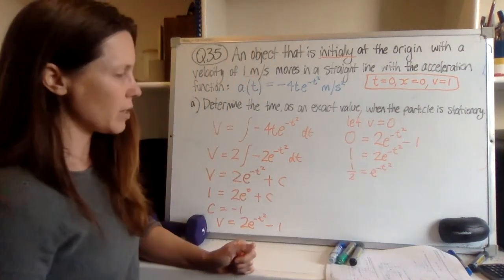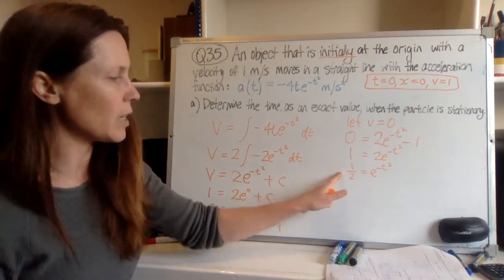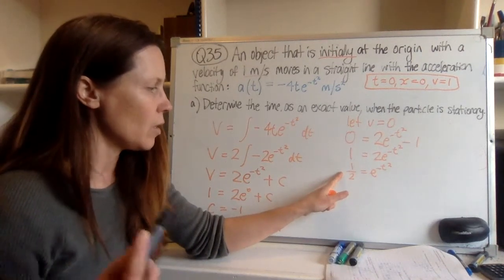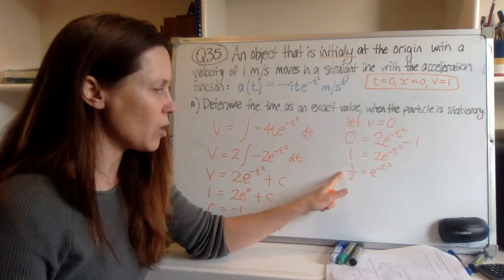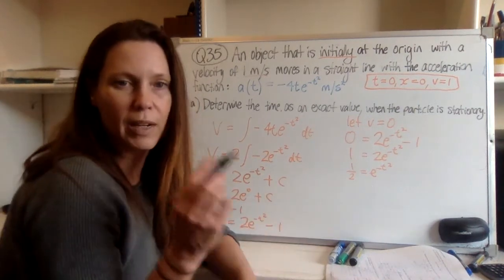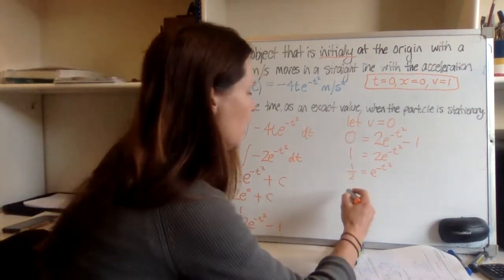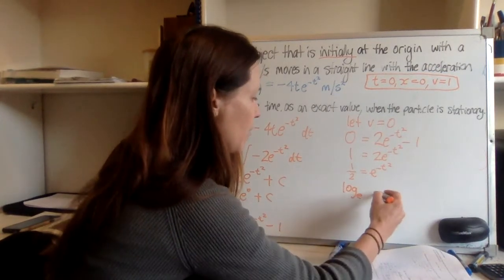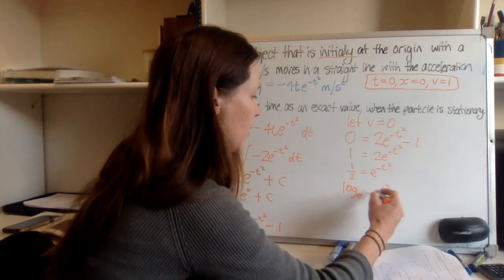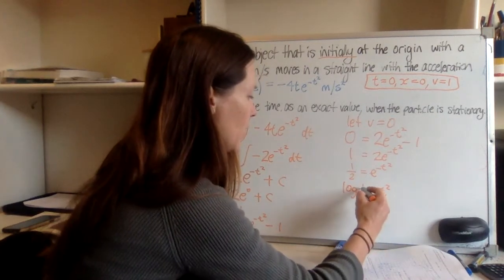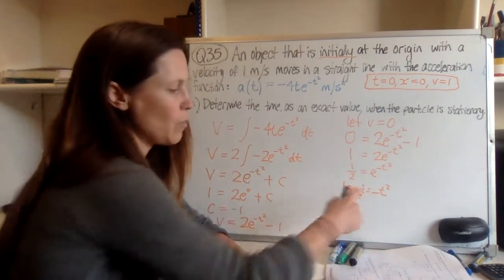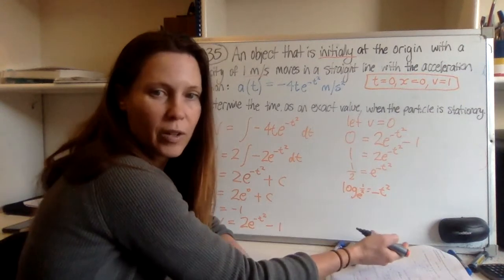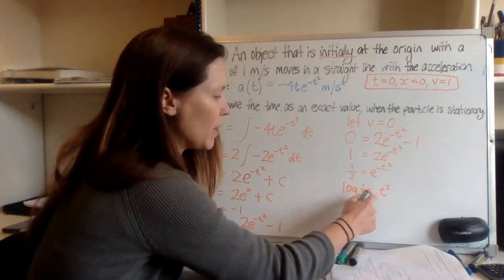Now, this is why this is quite a tricky question. When you get to here, a lot of people get stuck. And the reason you might get stuck is because if you rewrite this right now as a log, then you're likely to go, all right, I've got e to the power of minus t squared is equal to a half. And if you then want to get the t squared on its own, it makes sense to multiply both sides by negative 1.